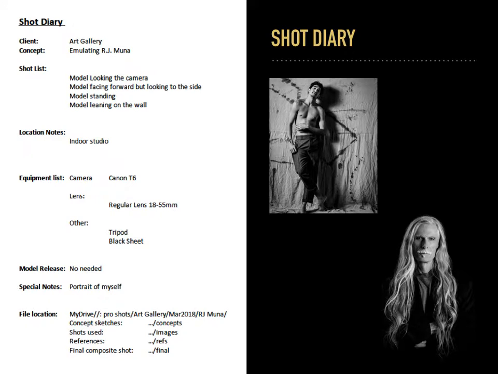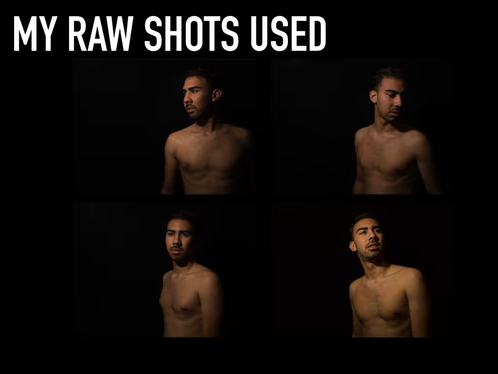The equipment list was my Canon T6, my 18 to 55 mm lens, my tripod, and a black sheet for the background. Model release I didn't use because I was my own model. These are my raw shots.